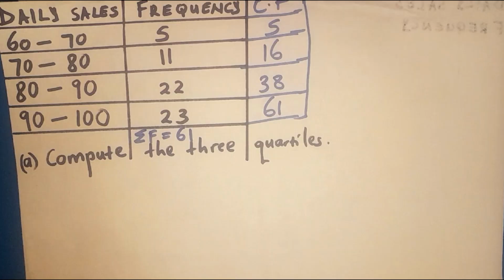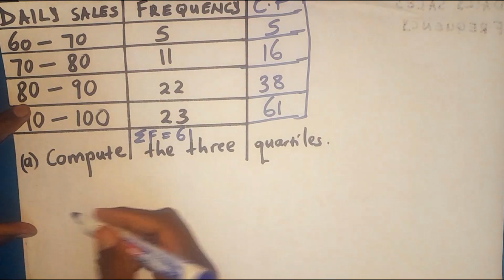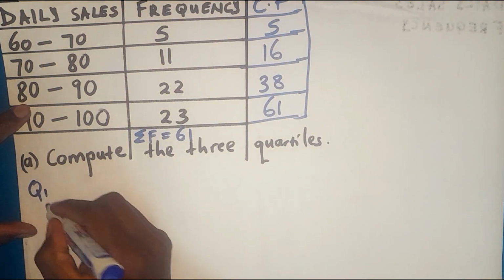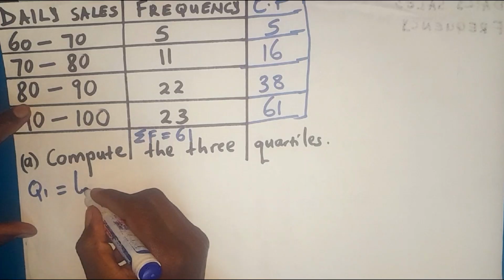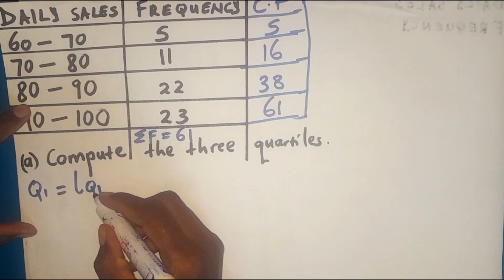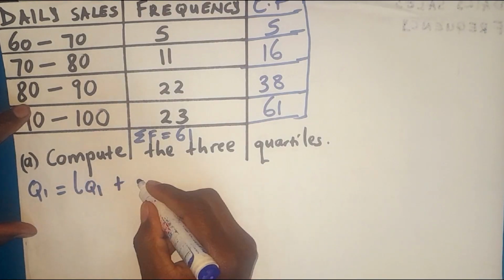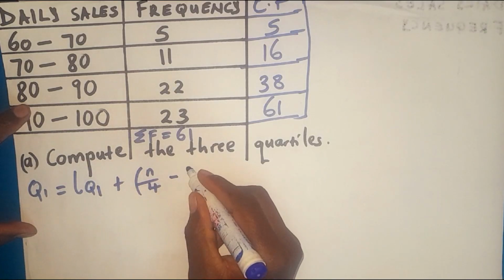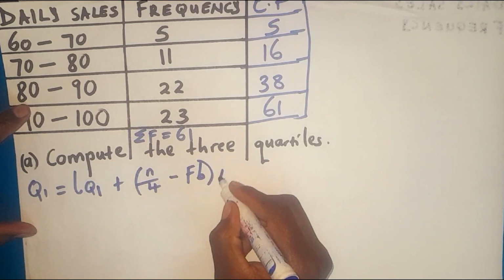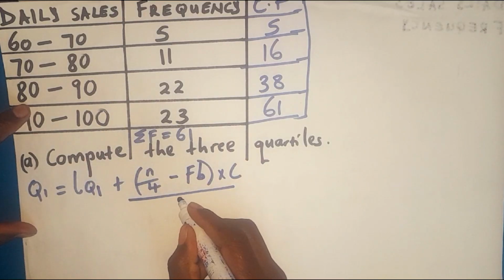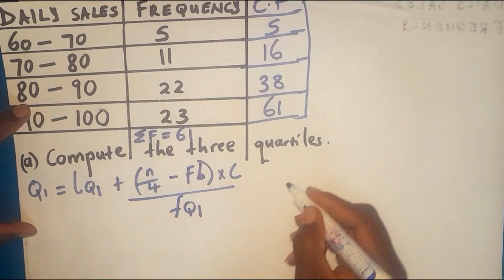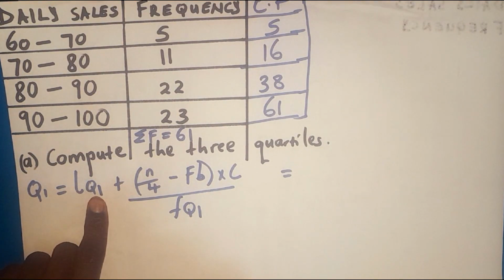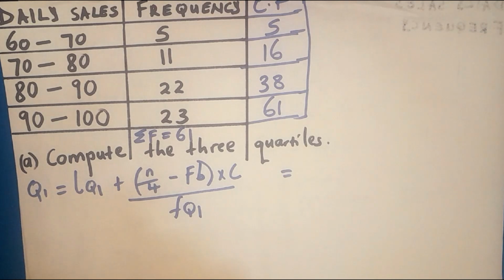So let us go into our formulas for the first quartile. First quartile is equal to the lower class boundary of the first quartile class plus n over 4 minus fb, multiplied by c, all over fq1. So this lq1 means the lower class boundary of the quartile class.